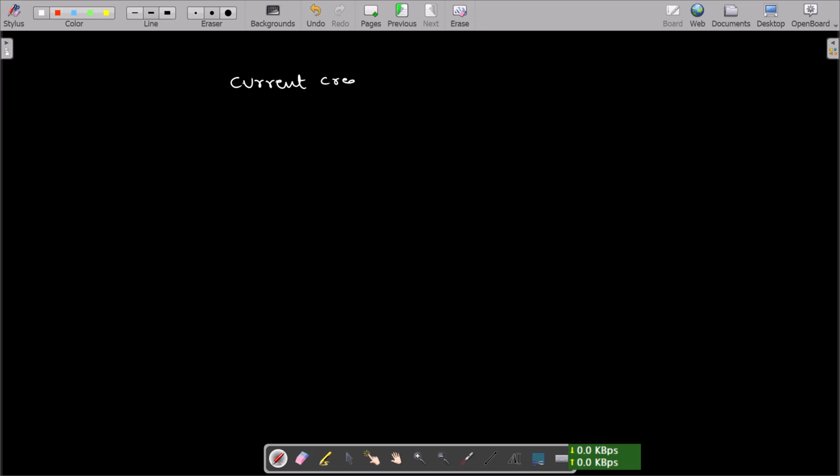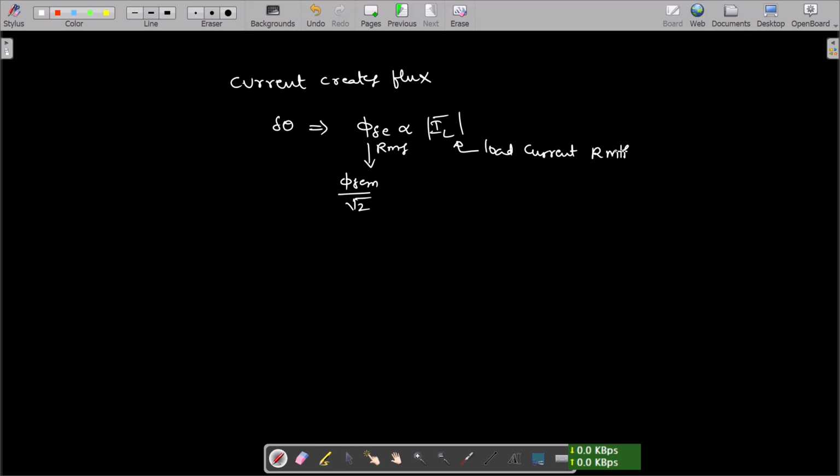Current creates flux. So we can say phi SC will be proportional to the load current, so phi SC RMS, which is phi SCM divided by root 2, is proportional to the load current RMS. These are the two things we have to observe basically.